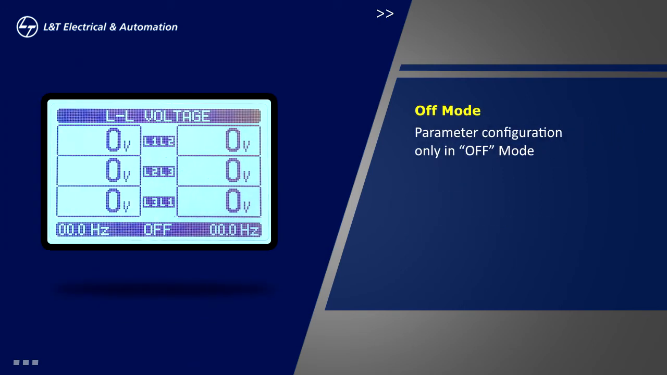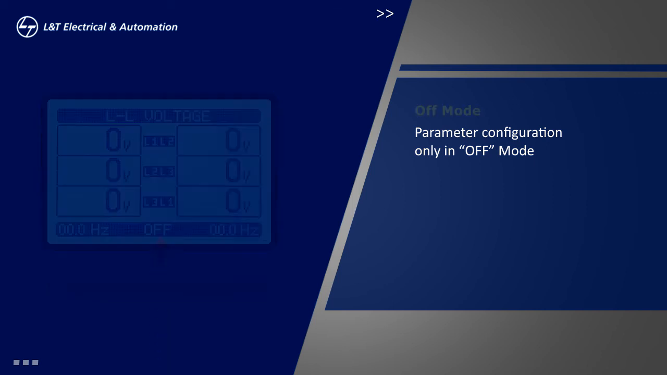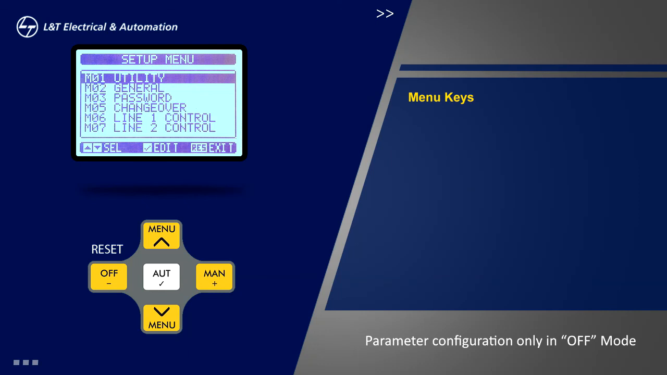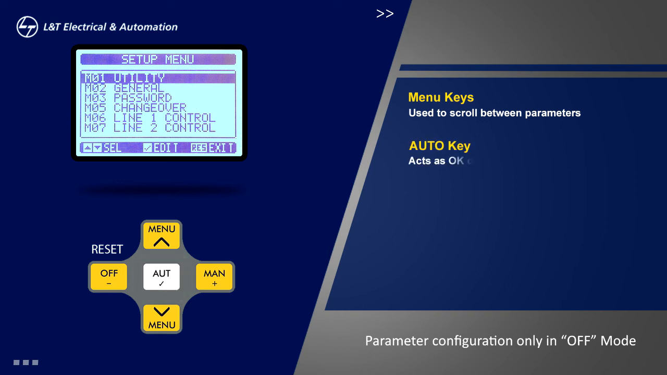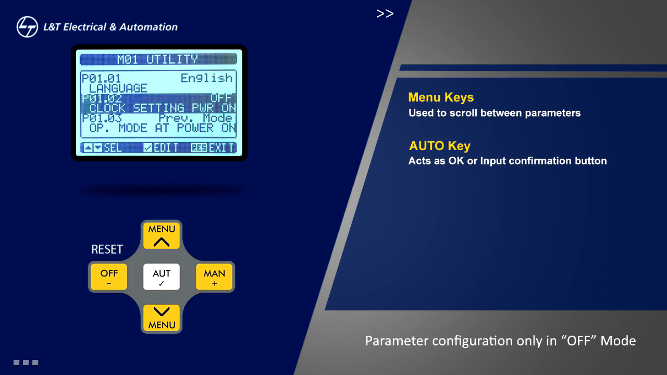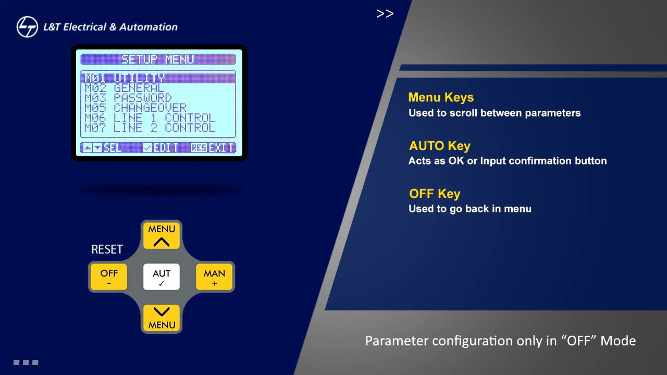All parameter setups and commands are configured or executed only in off mode. The other two are menu keys, which are also used to scroll between parameters. The auto key at the center also acts as OK button or input confirmation button. The off key is used to go back in menu.